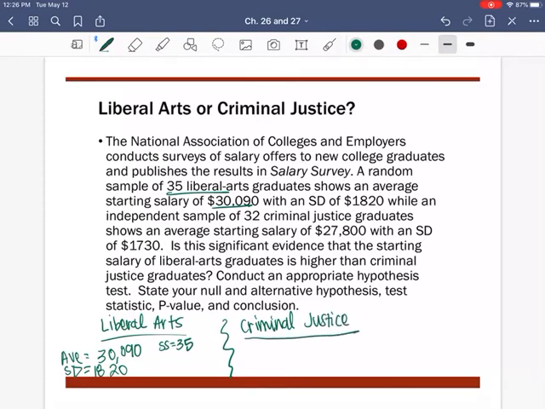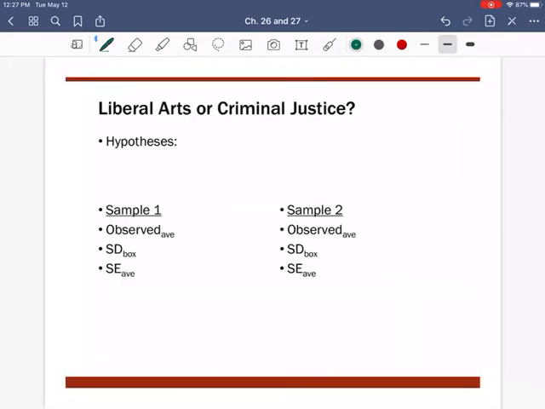For criminal justice graduates, we have 32 people surveyed. The average starting salary was $27,800 with a standard deviation of 1730. Is this significant evidence that the starting salary of liberal arts graduates is higher than criminal justice graduates? There is our null, actually our alternative. So our null is that their starting salaries are no different. The alternative is that liberal arts salaries are higher than criminal justice. And then we need to conduct an appropriate hypothesis test. State your null and alternative, your test statistic, p-value, and conclusions.